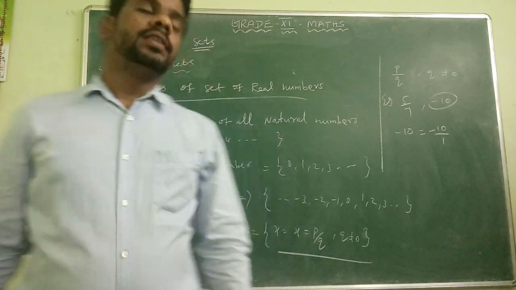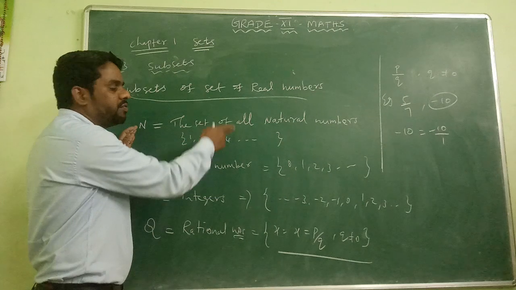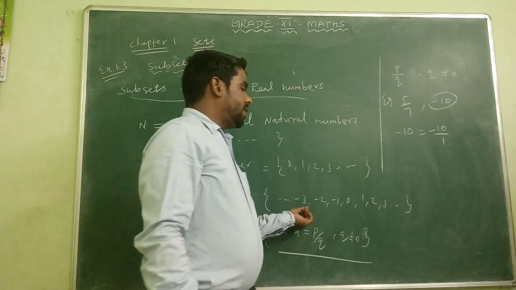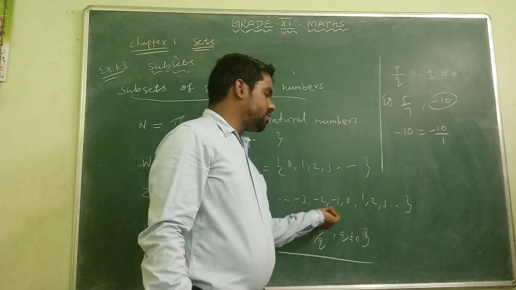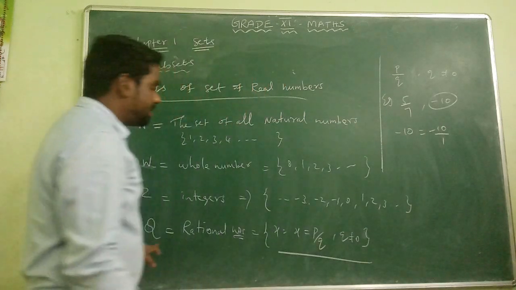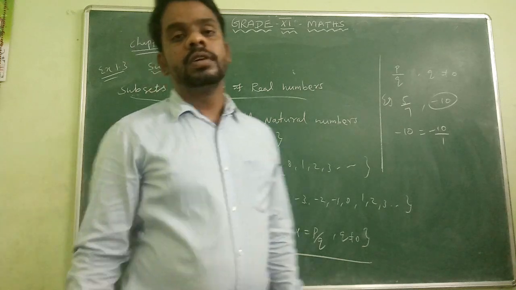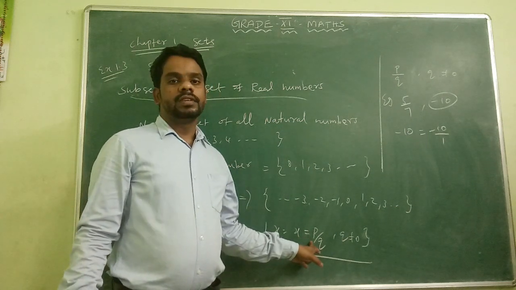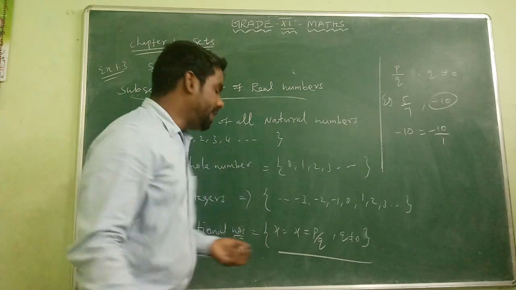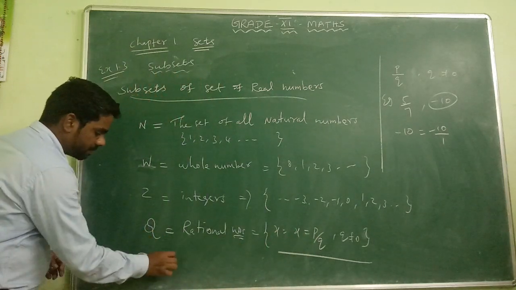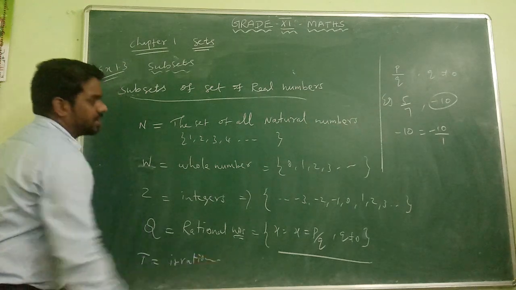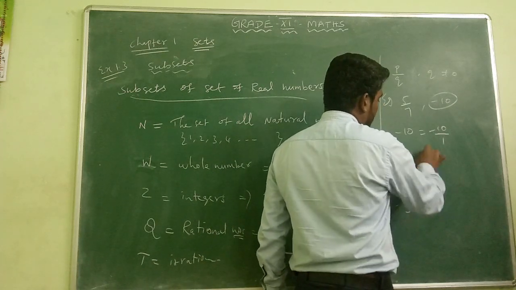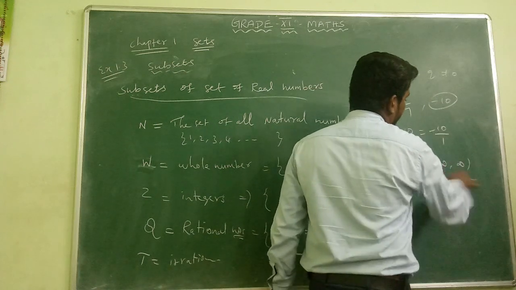So listen students, we compare the sets. N is 1, 2, 3, 4, 5 and so on. W is 0, 1, 2, 3, 4 and so on. Z is the negative numbers down to minus infinity, minus 3, minus 2, minus 1, 0, 1, 2, 3 and so on. The rational numbers are all numbers in p by q format. Numbers that do not satisfy this p by q form make up the set of all irrational numbers, that means T. T is the irrational numbers. And R is the set of all real numbers, the open interval minus infinity to plus infinity, all numbers in between.